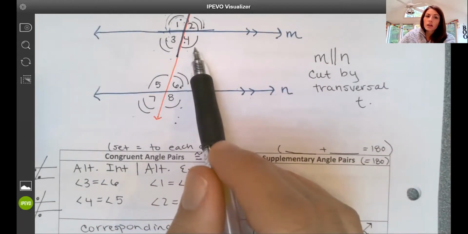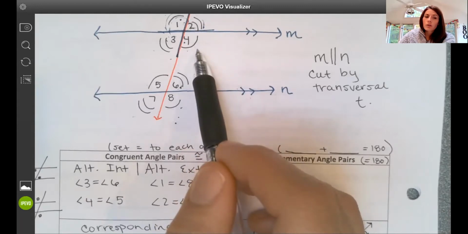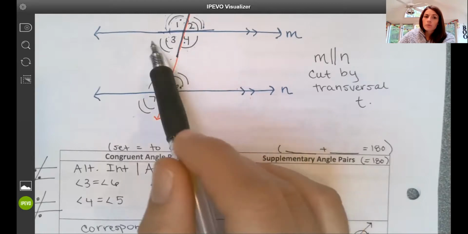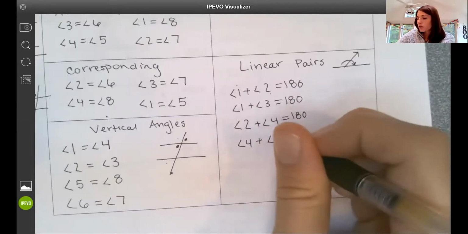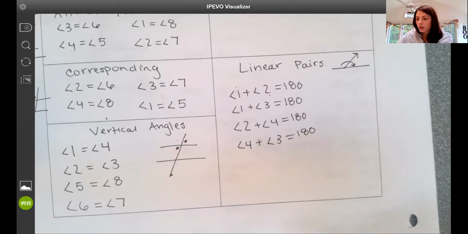Angle 4 also makes a line with angle 4 and 2, 4 and 3. Okay. So I also have 4 and 3 could equal 180. I think that covers our first kind of clump of angles.